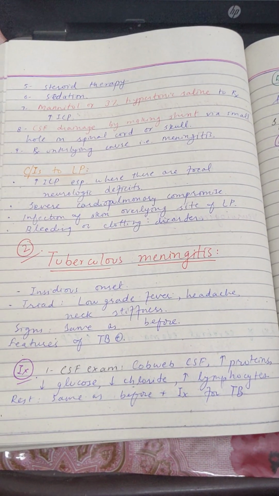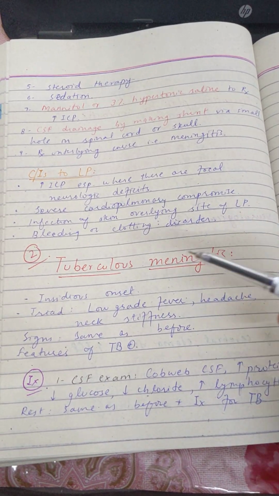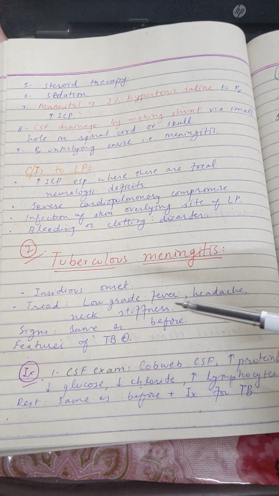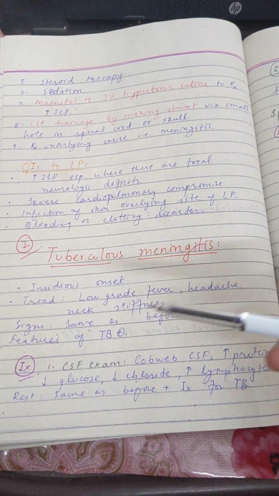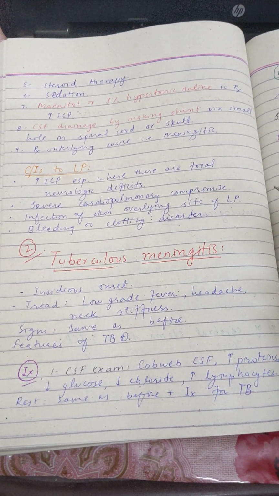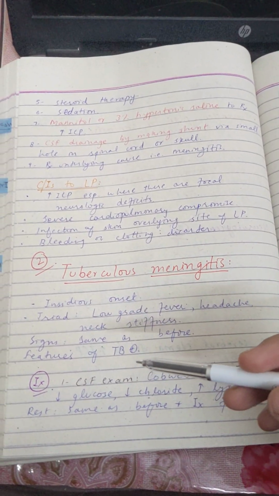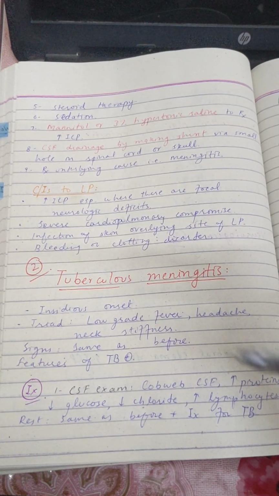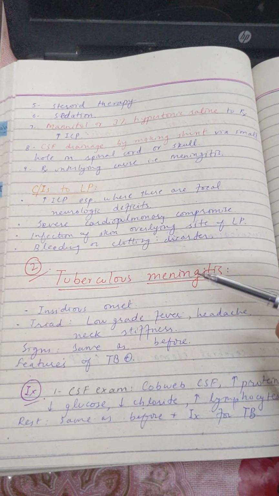Now, what are the important points regarding tuberculous meningitis? Number one, it will have an insidious onset, consisting of a triad of low-grade fever, headache, and neck stiffness. The signs will be the same as those seen in pyogenic meningitis, and there will be other features of TB as well, like cough, evening rise in temperature, night sweats, etc.